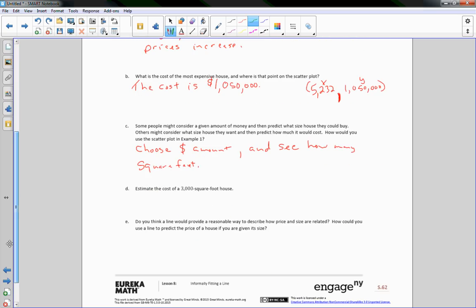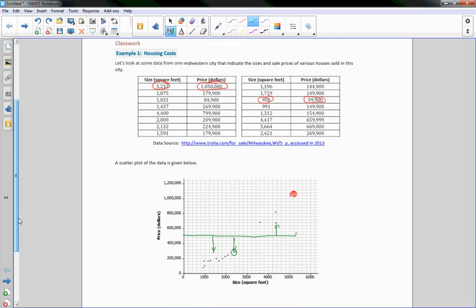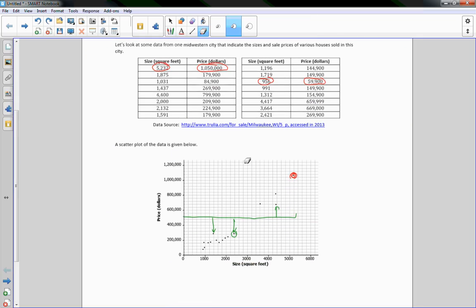Would it be wrong to go the other way? No. If you wanted a 3,000 square foot house and wanted to see how much that would cost you, you could also do that. And that's what this says here. Estimate the cost of a 3,000 square foot house. So if I estimate the cost of a 3,000 square foot house, then I'll get rid of all this other stuff on here. And 3,000 square feet is right here. And so it's somewhere on this green line right here.